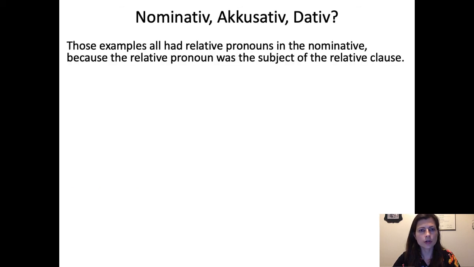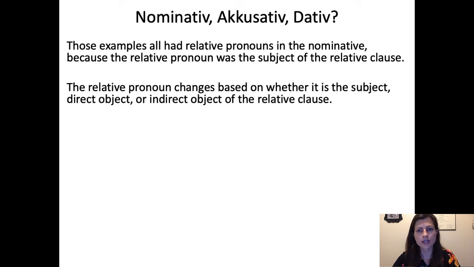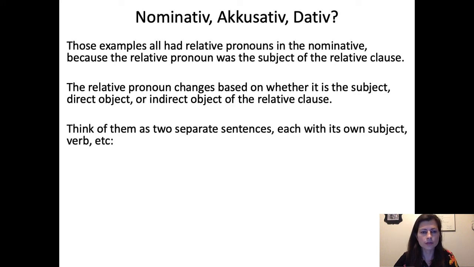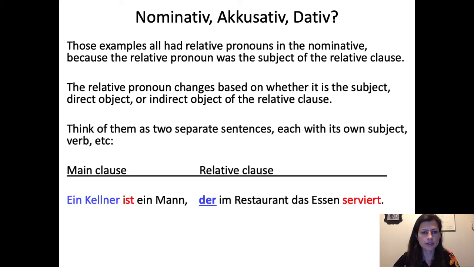So those were all in the nominative, but we can have relative pronouns in all the different cases, right? So the relative pronoun will change its case based on whether it's the subject, direct object, or indirect object. So you can think of them as two separate sentences, right? Ein Kellner ist ein Mann. That's the main clause. And the relative clause, der im Restaurant das Essen serviert.